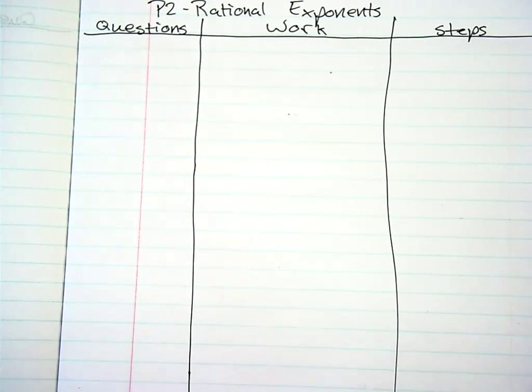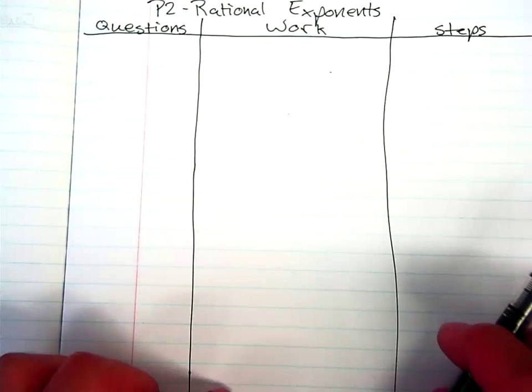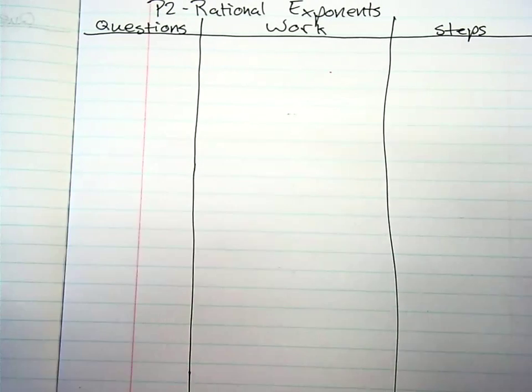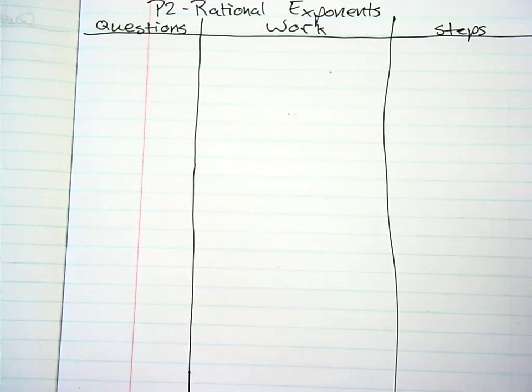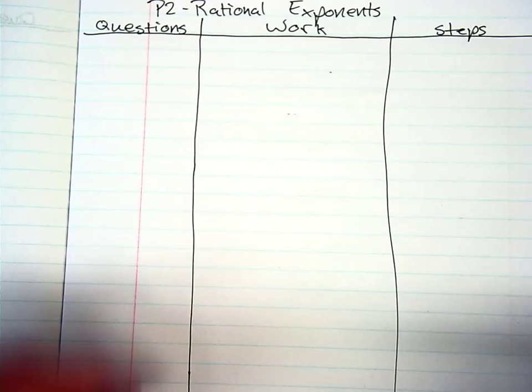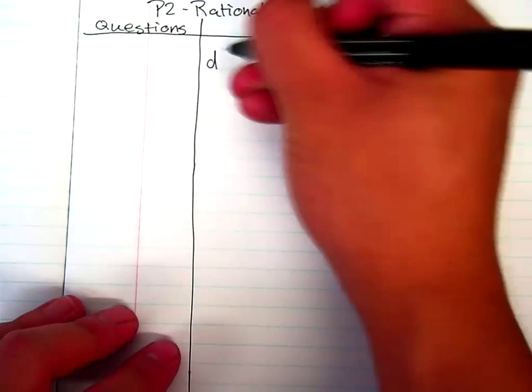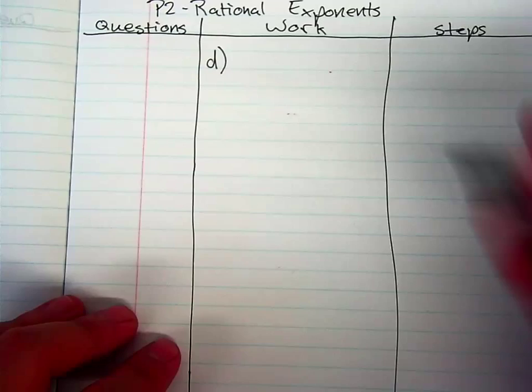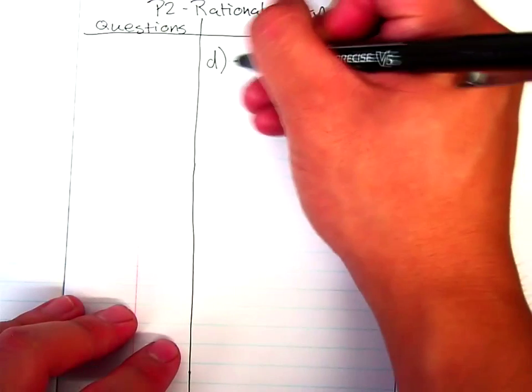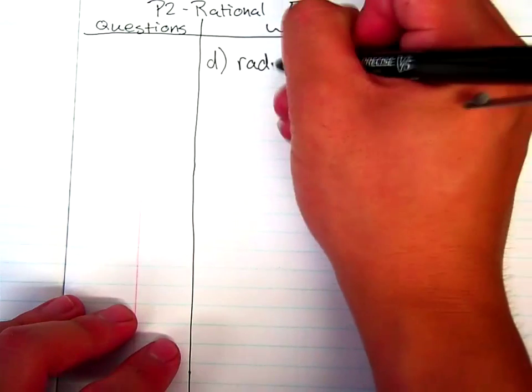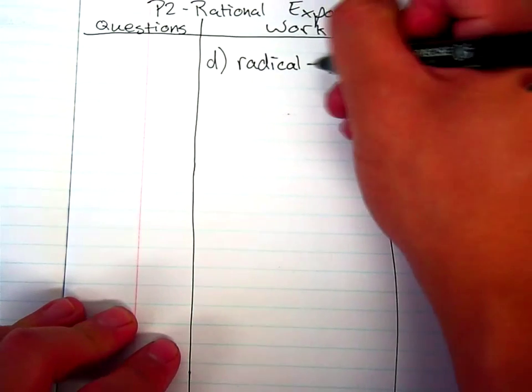So we're going to go ahead and work with rational exponents and change from a radical to an exponent, or from an exponent to a radical. In example D, continuing from the last video, we're going to work to change a radical into exponent form.